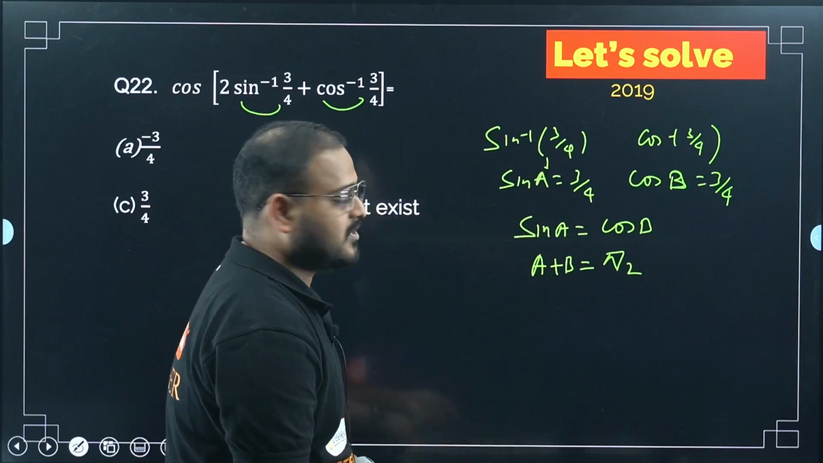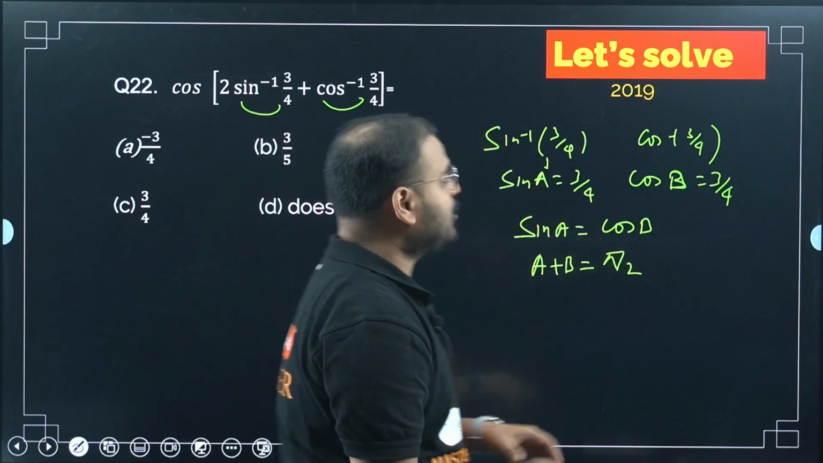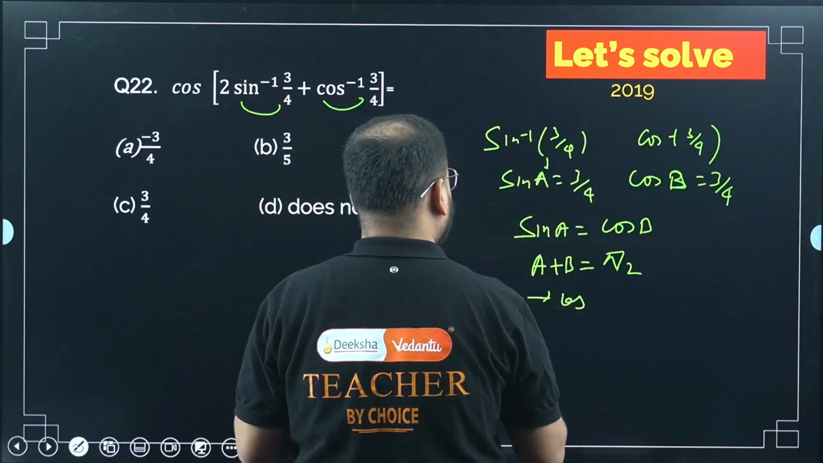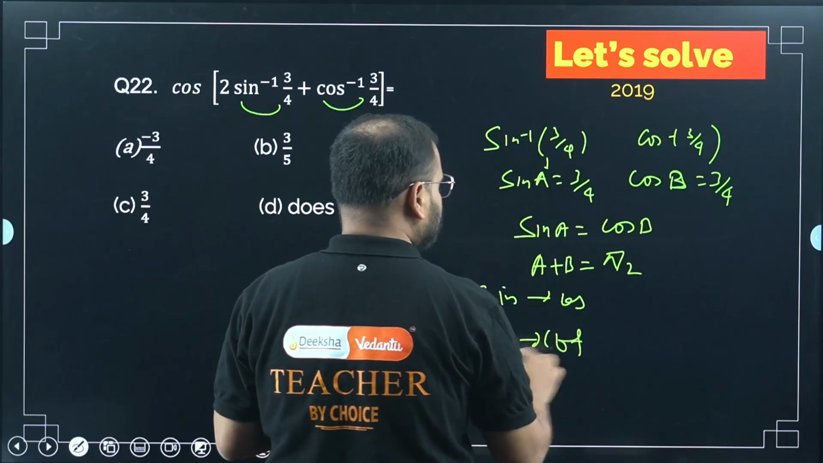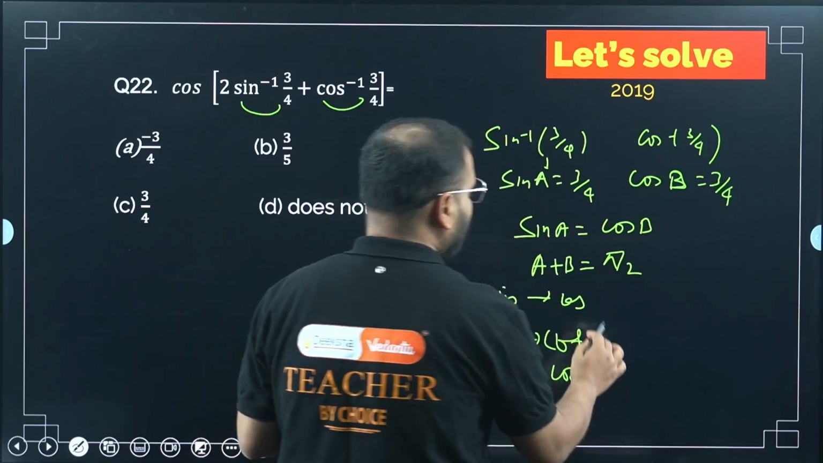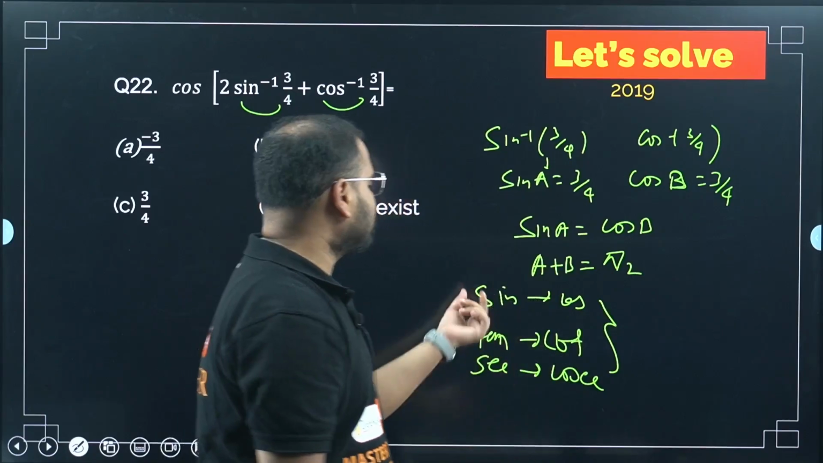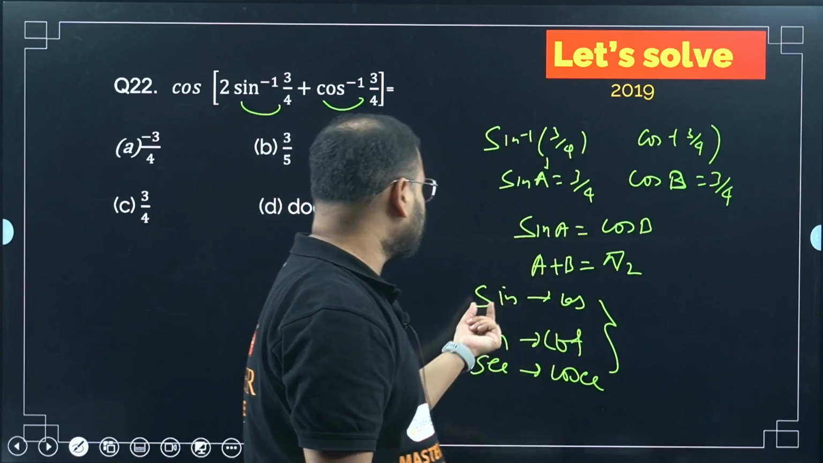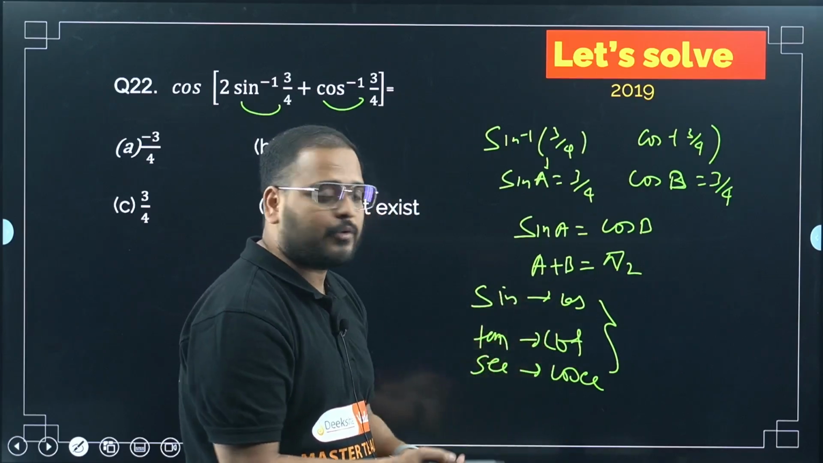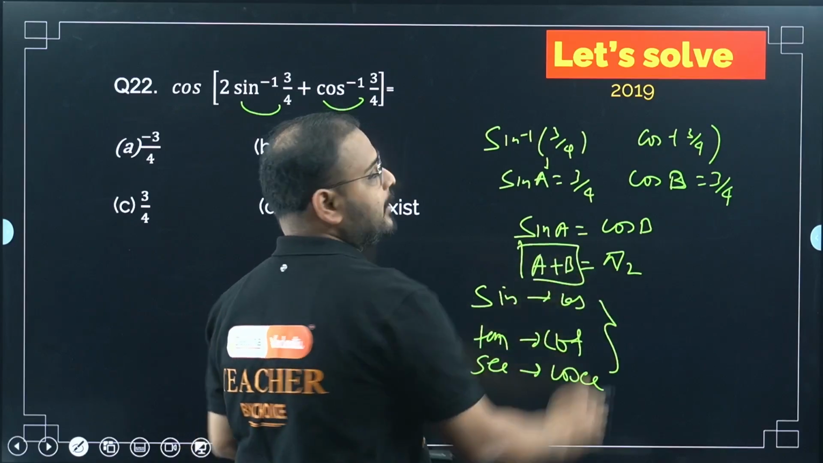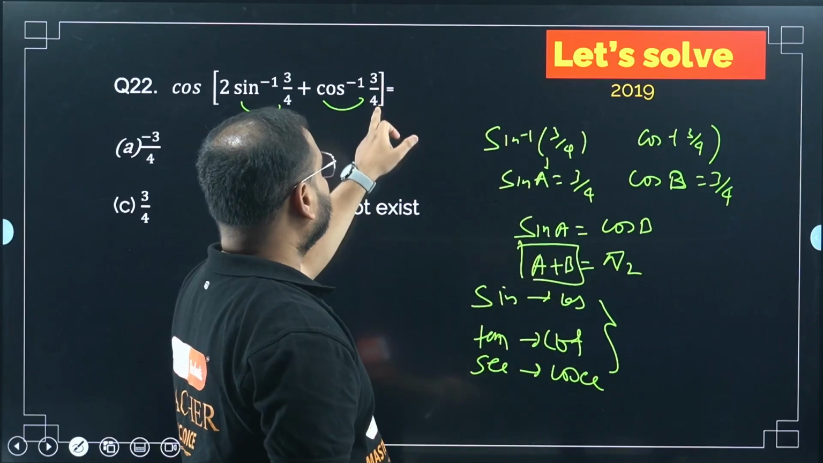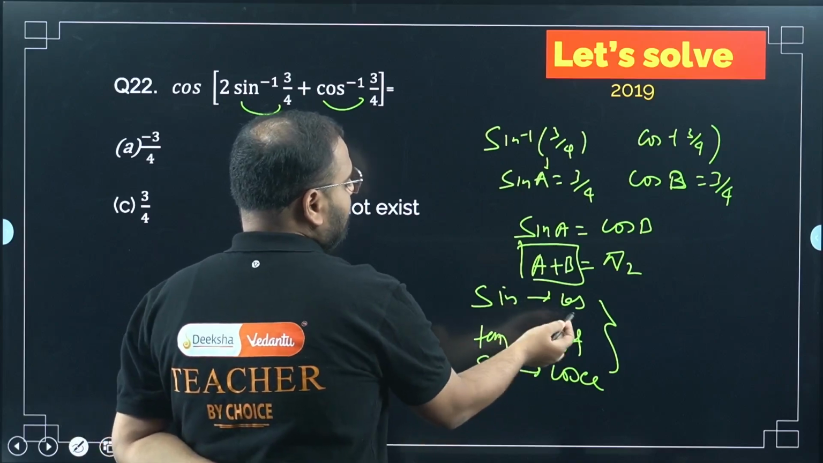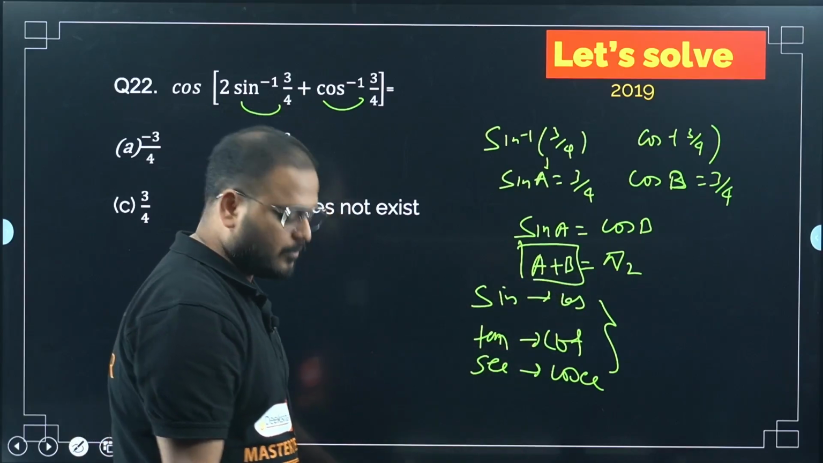Please understand this. I'm going to use this in almost all the questions. Whenever I have complementary pairs: sine with cos, tan with cot, and sec with cosec. Whenever I have sine equal to cos for the same value, tan equal to cot, or sec equal to cosec, I directly take the sum of the angles to be pi by 2. For the same value 3 by 4, I have sine and cos equal, then I will simply take the sum of the angles to be pi by 2. This is the concept, right?